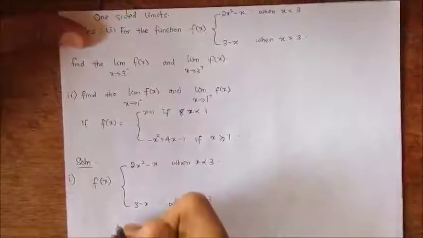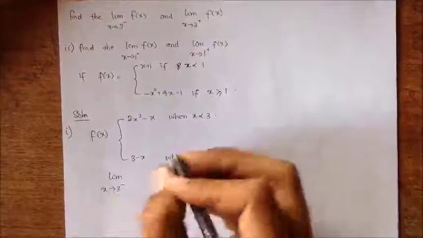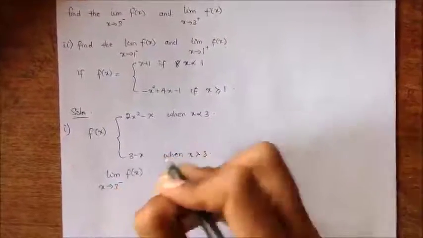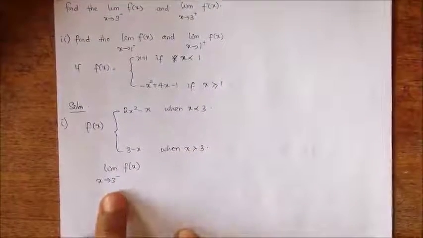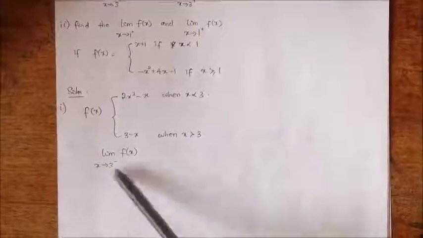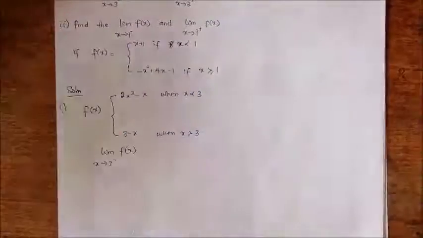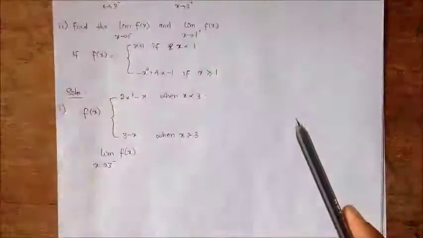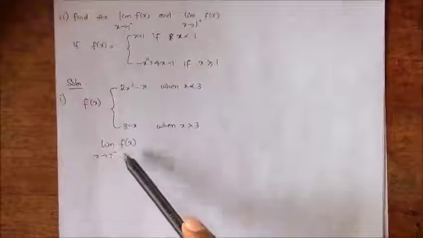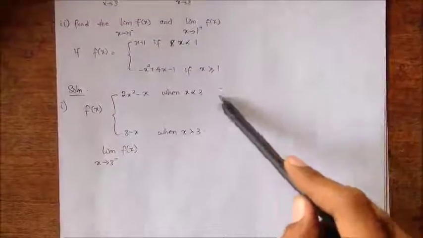So we have to find this symbol. It simply means the left-handed limit. It doesn't mean the 3 is raised to power minus or something. This is just the left-handed limit. So if we are to find the left-handed limit, we use the function where x is less than 3, meaning it's approaching from the left, since less than is on the left of 3.